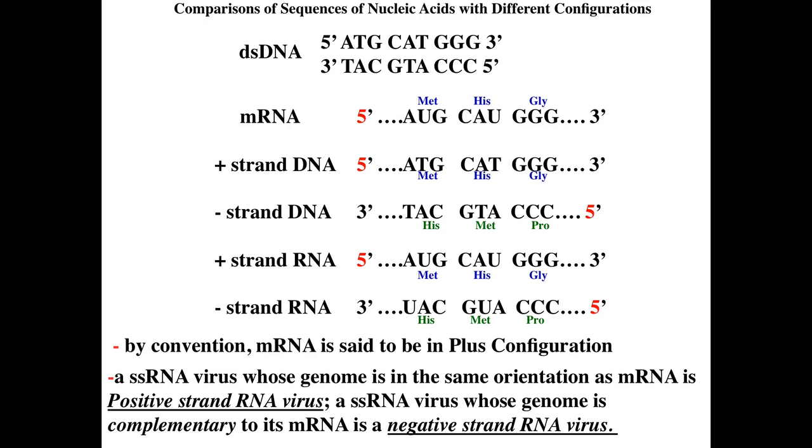But if a negative strand virus like influenza, so influenza is a single-stranded RNA virus, but it's antisense, it's negative sense. If it needs to encode methionine, histidine, glycine, it's going to first have to make a positive strand copy of this RNA and then have that be translated. So very bizarre complexity.